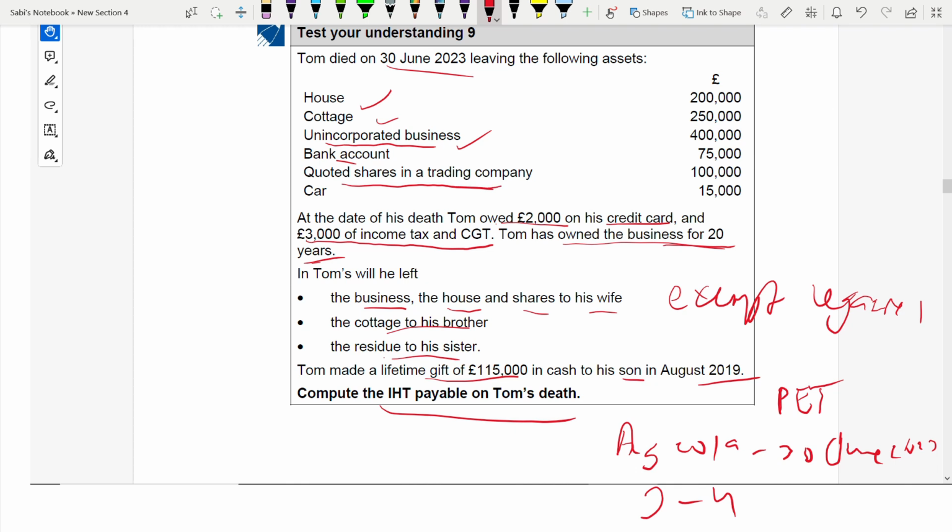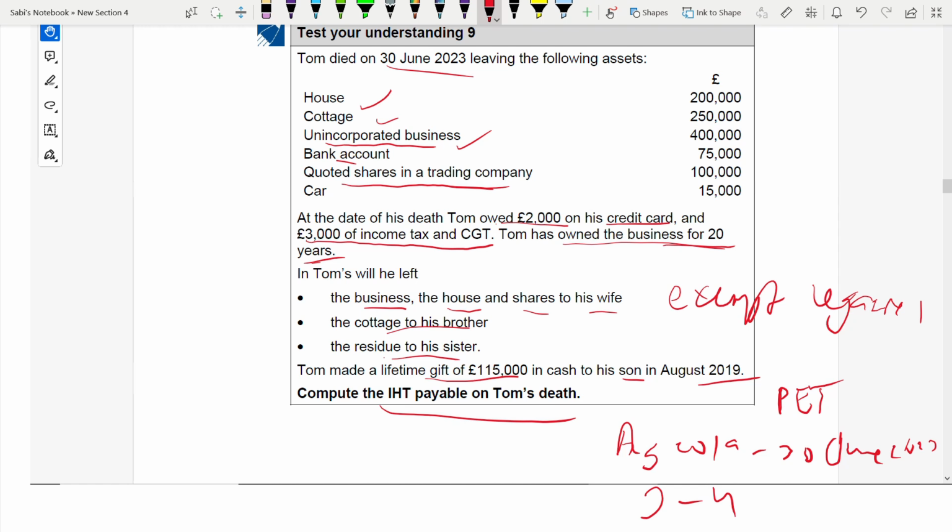Then the quoted shares. For the quoted shares, we'll see whether BPR will be available or not. Are we going to get BPR for quoted shares? No, they will not qualify for BPR. Why? Because Tom does not have a controlling interest in the company. How do you know that? Unless the question gives you a percentage greater than 50 or says they have a controlling interest, always assume they do not have a controlling interest. So, no BPR for quoted shares.